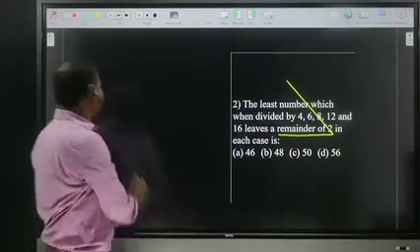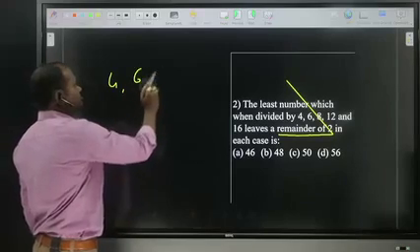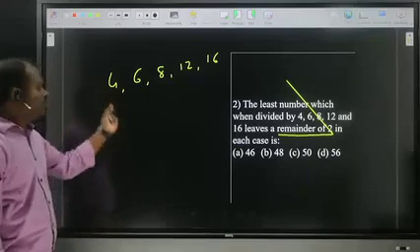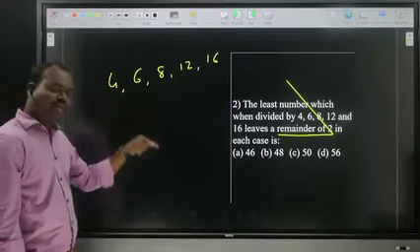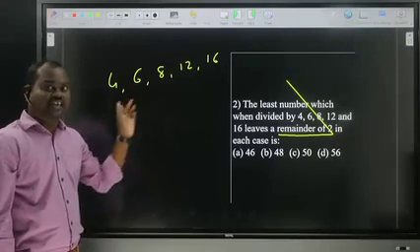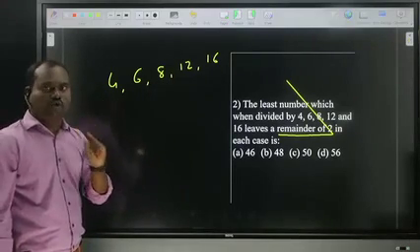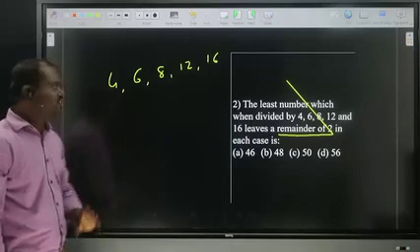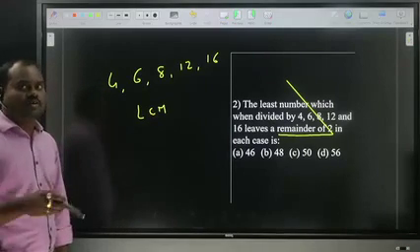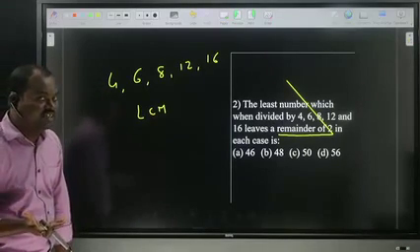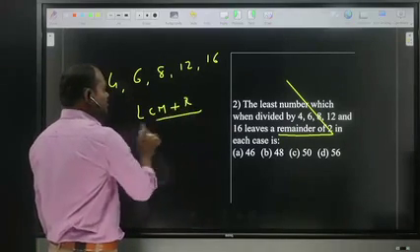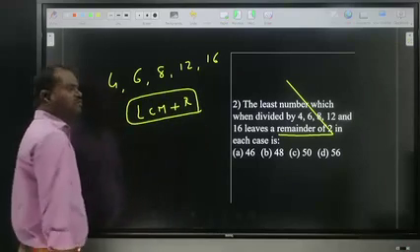So that means by dividing by 4, we have to get the remainder 2. By dividing by 6, we have to get the remainder 2. By dividing by 8, by 12, by 16, by dividing by any one of these numbers, we have to get the remainder 2, and that should be the least. So the procedure is: LCM is an exactly divisible number, but we don't want an exactly divisible number. We require the remainder 2 in every case. That's why LCM plus remainder. That is the procedure: LCM plus remainder.